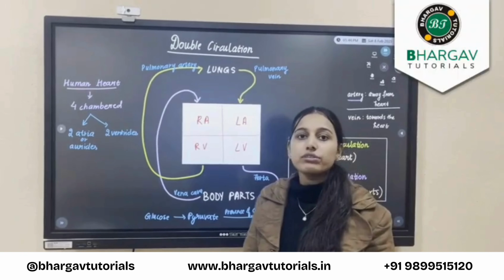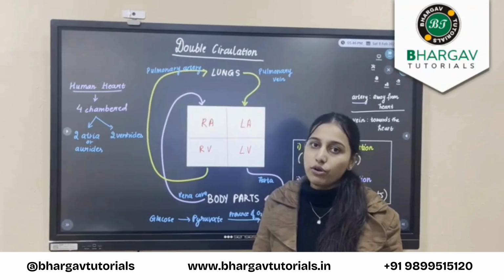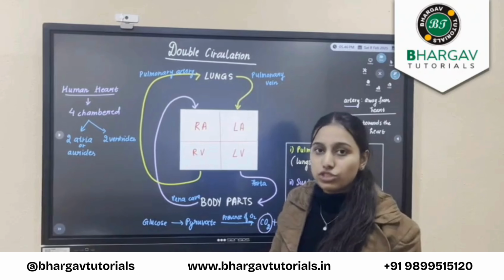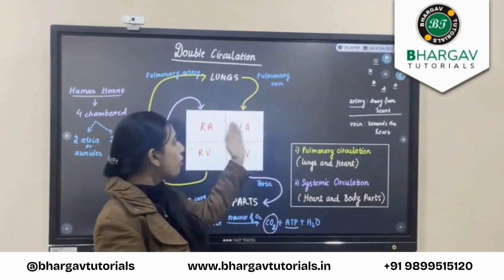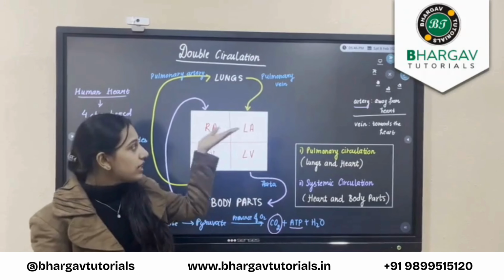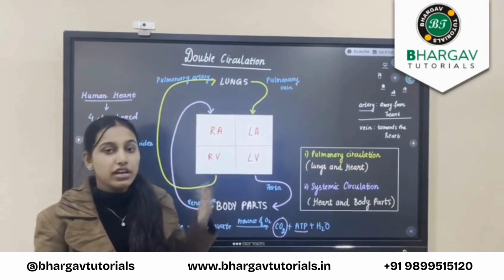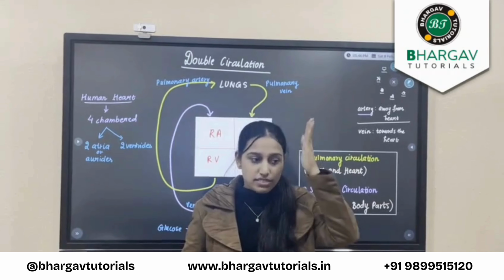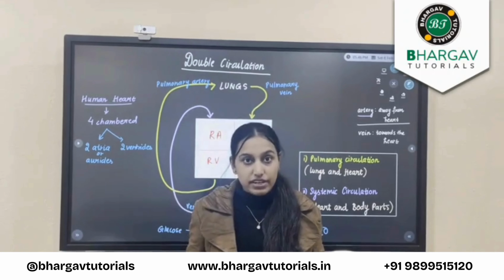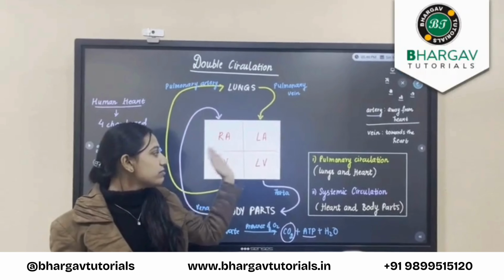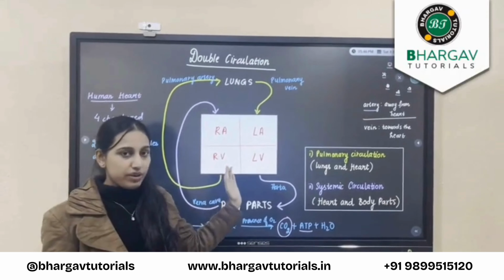Students, now we are going to discuss one of the most important topics of class 10, that is double circulation. The human heart is four chambered. It has four chambers, two auricles and two ventricles. The upper two chambers are auricles, whereas the lower two chambers are ventricles. When I am standing like this, this is my left side and this is my right side. So here I am writing left auricle, left ventricle, right atrium, right auricle, right ventricle.